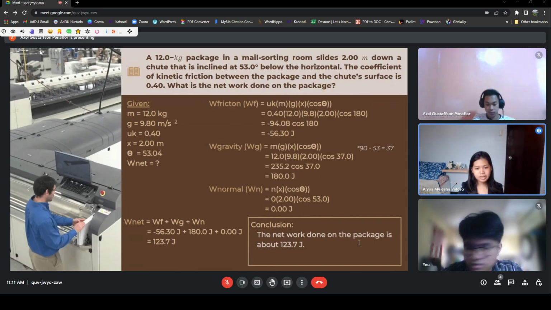To reiterate, the formula for net work would be the sum of the work done by friction, gravity, and normal force. To encapsulate, the final values would be negative 56.30 joules, 180 joules, and 0 joules. To add them all up, the net work is 123.7 joules. In conclusion, the net work done on the package is 123.7 joules.